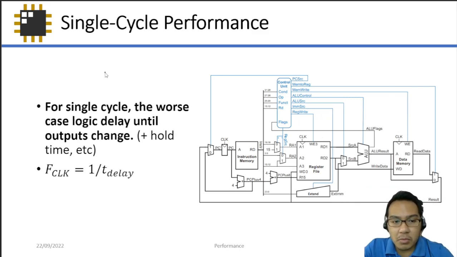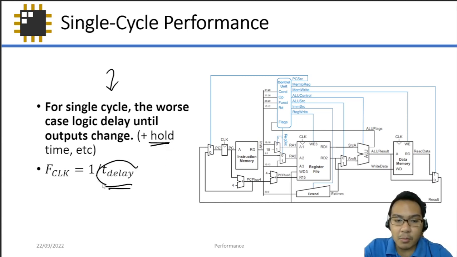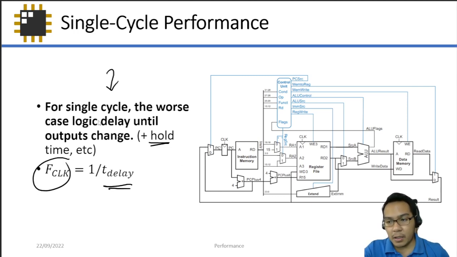So say we call T delay the worst case logic delay until some relevant output change, plus some hold time and other similar constraints. We can say that the frequency of the clock that is allowable is 1 over that allowable clock period, which is the delay time plus other hold time, but we're not talking about hold time right now. But okay, so that's the allowable clock frequency.